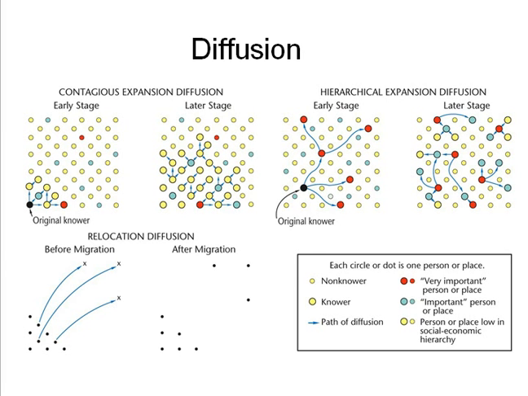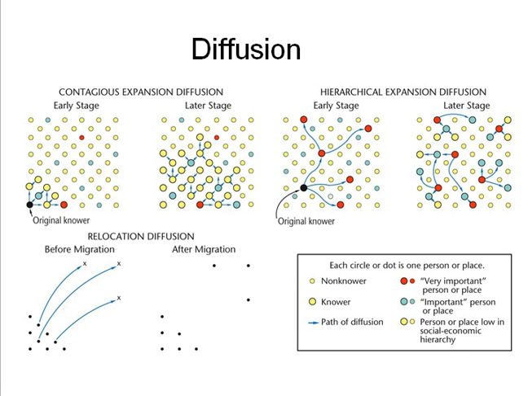The black dot represents the original knower, and let's say I develop a way to clean my sink that no one's ever thought of, and I show my neighbors and they show their neighbors, and it moves just kind of like a wave. This is the way fads will often spread from one small place to the next-door neighbors. Later down the road you see that everybody is practicing this new intervention.